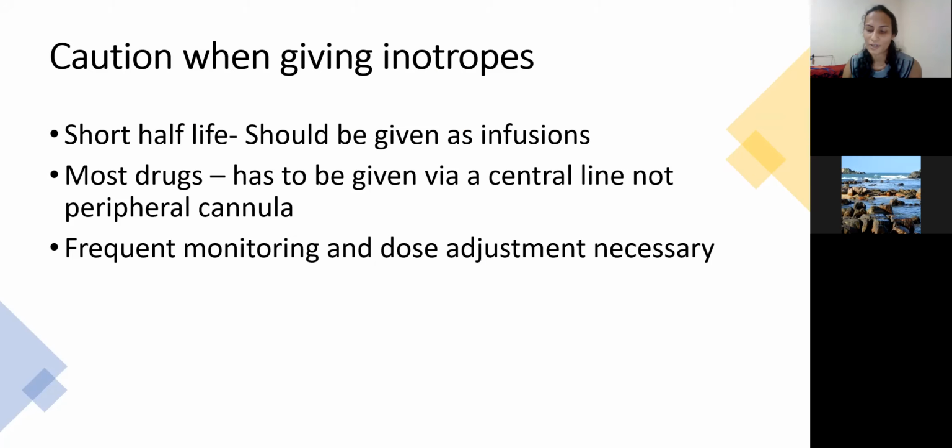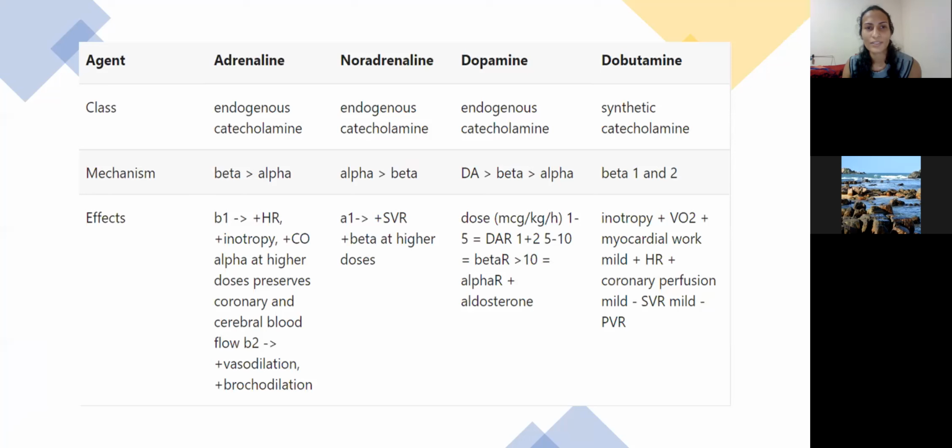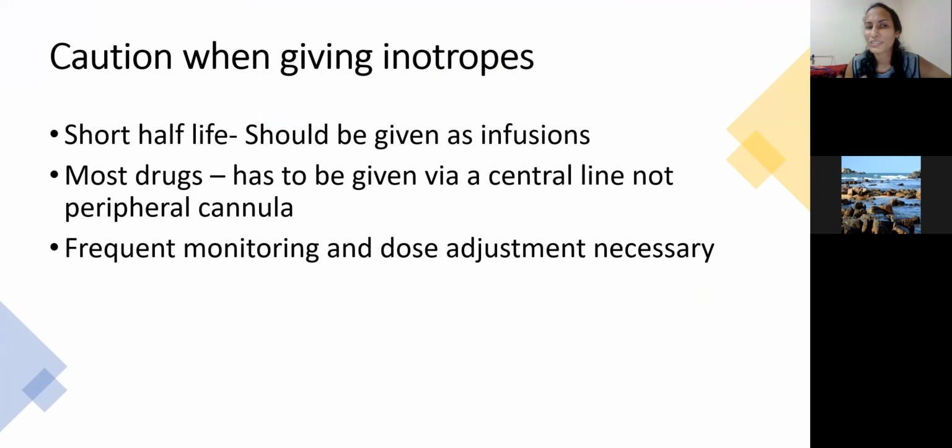All these drugs have a very short half-life. For some of the drugs, it's seconds. So if you give the drug, it may be deactivated before it goes to the site of action. Therefore, you can't give adrenaline three times a day. Those drugs are not given like that. All these drugs have to be given as infusions.